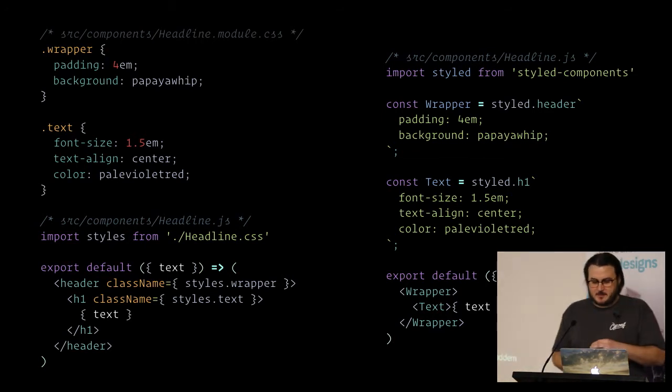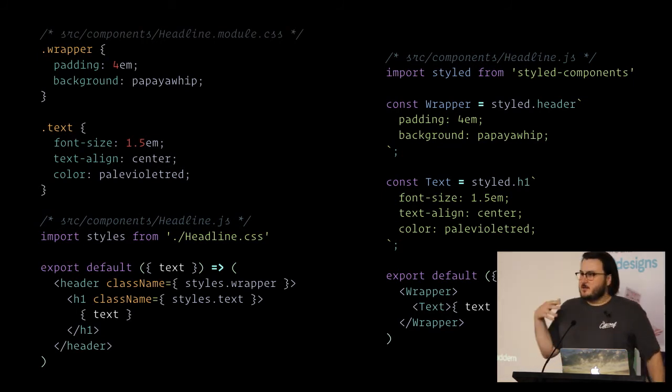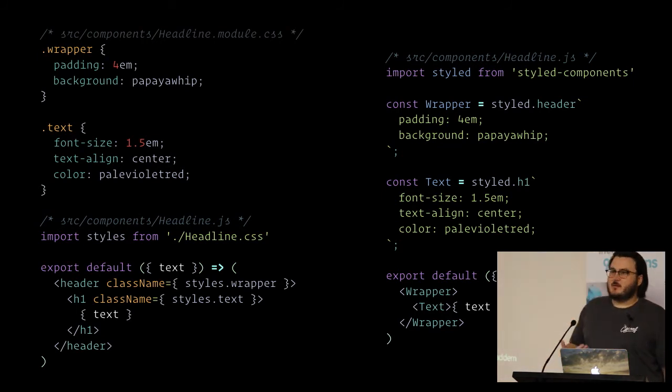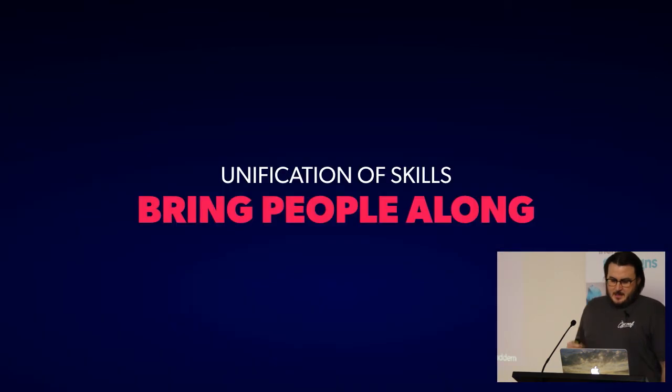Okay, so that's the goal of styled components: to make it easy to do the same pattern that we were doing across JavaScript and CSS with CSS modules, but now do it in JavaScript. So the next primary feature of styled components and other libraries is this idea that if you want to unify the whole development of UI, then you have to bring people along from different backgrounds.